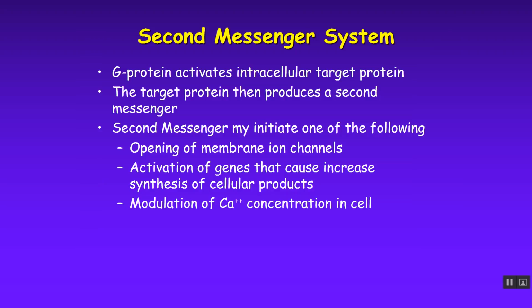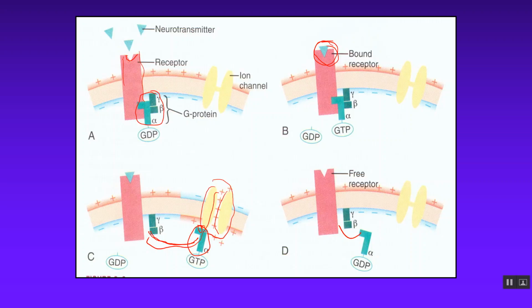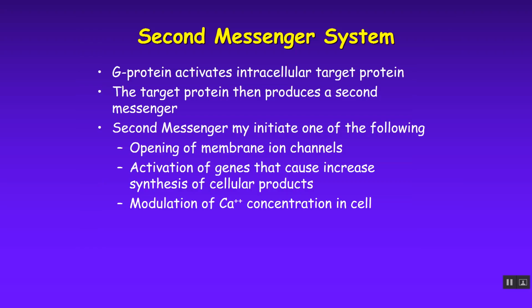So the second messenger system: the G protein activates an intracellular target protein, which could be a protein channel, like this, where the alpha chain actually activated this protein channel. Or it could be an enzyme that then activates and creates the second messenger. So we'll talk about that in a second. So this is what it could do. The second messenger system may initiate the following. These are the different things it can do.